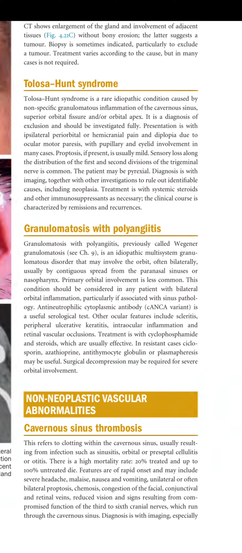So we have discussed all these things. Other ocular features include scleritis, peripheral ulcerative keratitis, intraocular inflammation, and retinal vascular occlusion. So vasculitis can also happen in a case of polyangiitis. Treatment with cyclophosphamide and steroids is usually effective. Very important, you have to treat it with immunosuppressants because it is an inflammatory disorder. In resistant cases, cyclosporin, azathioprine, anti-thymocyte globulin, or plasmapheresis may be useful. Surgical decompression may be required for severe orbital involvement.